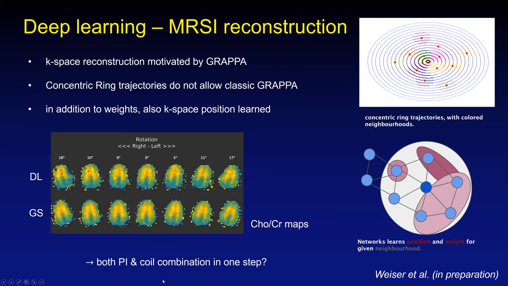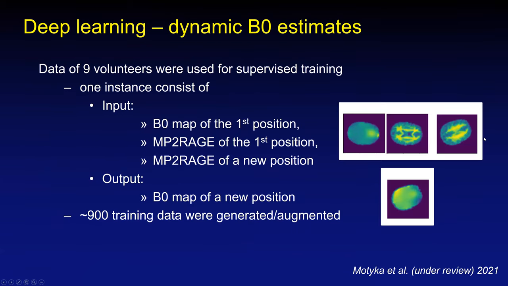So the idea is then to do the whole coil combination and parallel imaging already at the very beginning, and then have nothing to do at the end of the acquisition. Another approach is improving the stability by dynamically estimating B0.